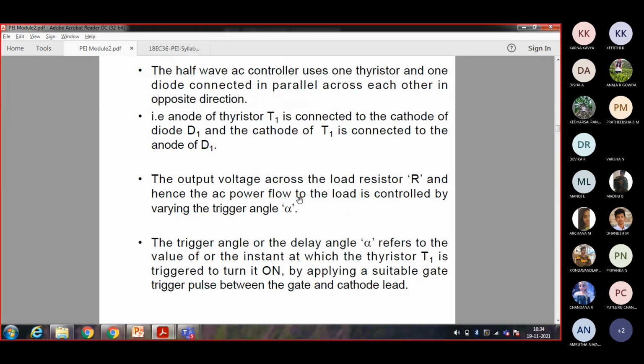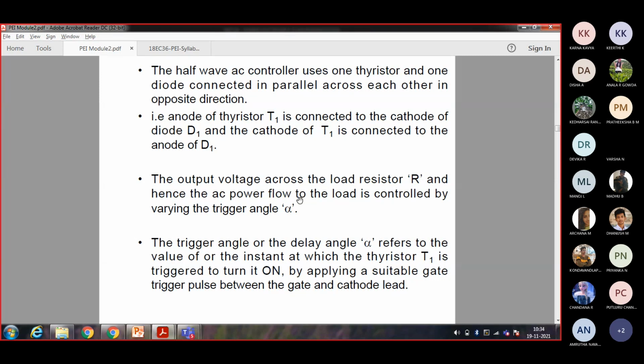The output voltage across the load resistance R, and hence the AC power flow to the load, is controlled by varying the triggering angle alpha. So how can we control it? By varying the triggering angle, we can control it. The triggering angle or delay angle alpha refers to the instant at which the thyristor T1 is triggered to turn on by applying a suitable gate trigger pulse. So we should apply a suitable gate pulse to the thyristor, so it will trigger and perform the operation.